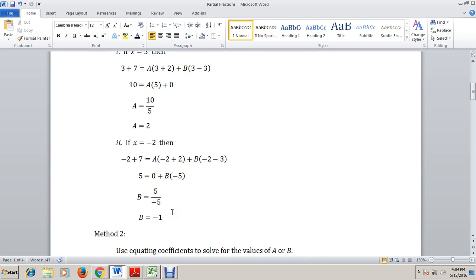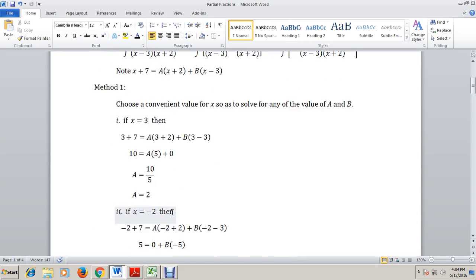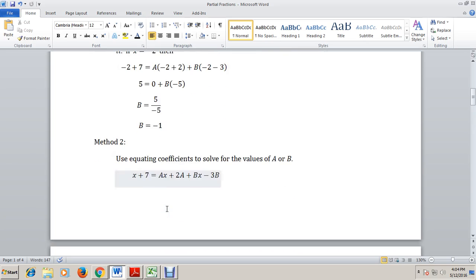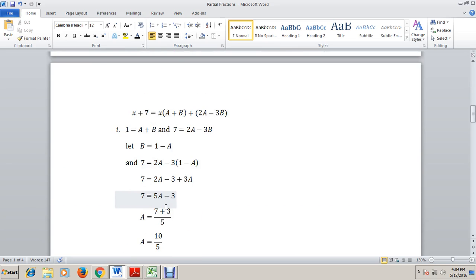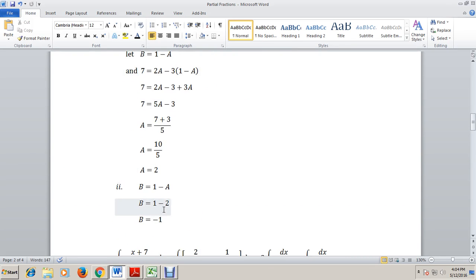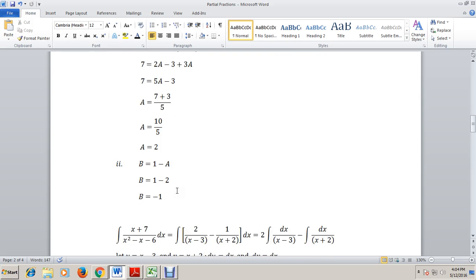Now, of course, the idea here is that I have presented to you two methods in solving for A and B. Now, it's up to you which method you would prefer and which method you would employ. So regardless of which method, you should arrive at the same values that we have solved for A and B.